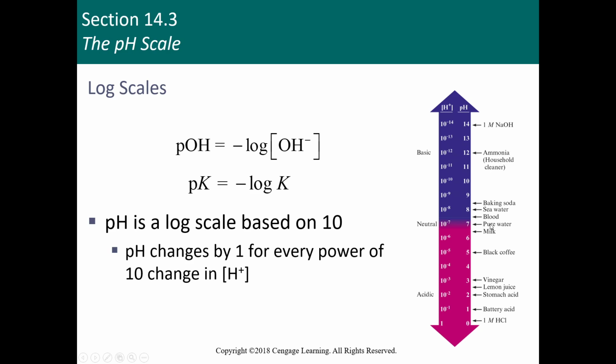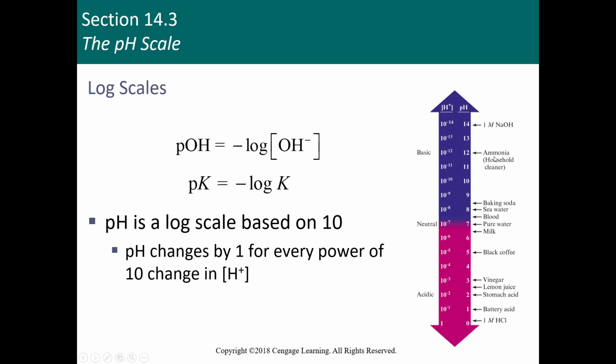Of course, in experimental measurements, everything's a little off. Blood would be slightly above this. Milk would be slightly below this, slightly acidic. Black coffee is usually slightly acidic here. Here we see stomach acid, lemon juice. These are all acidic. That's what gives them their flavors, the bitter flavor.